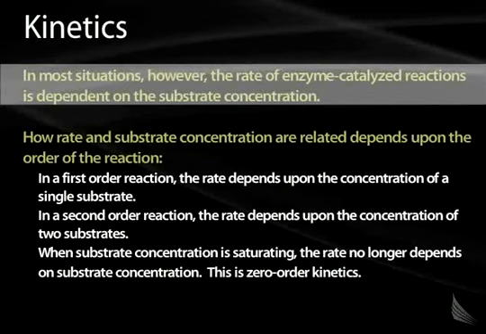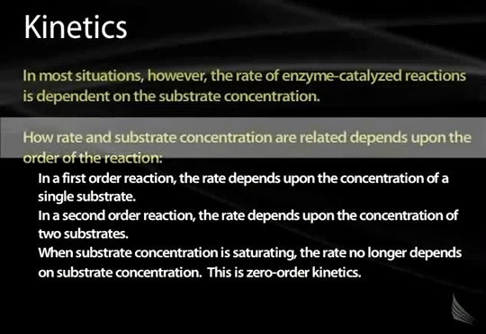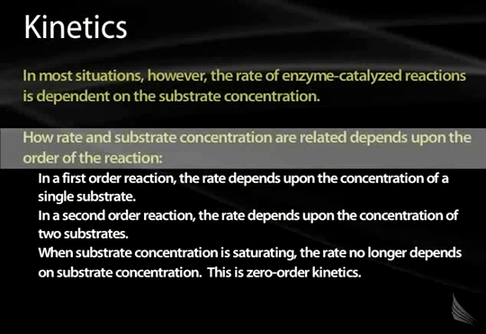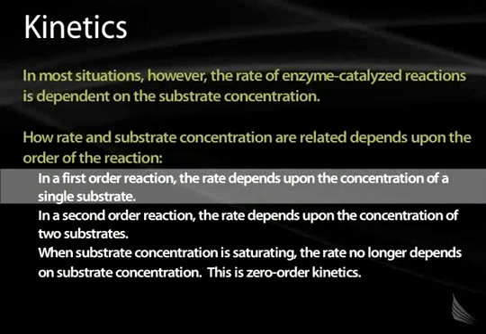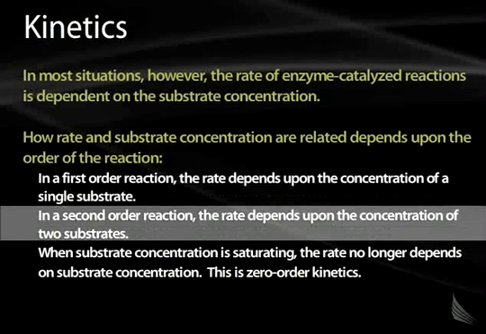In most situations, the rate of enzyme-catalyzed reactions is dependent upon the concentration of the substrate. And how the rate and substrate concentration are related to each other depends on what we call the order of the reaction. In a first-order reaction, the rate depends upon the concentration of a single substrate. There's only one substrate whose concentration defines the rate at which the reaction is going to proceed. In a second-order reaction, the rate depends on the concentration of 2 different substrates. And so, depending upon the varying concentrations of those 2 substrates, you'll get a different rate of the reaction.